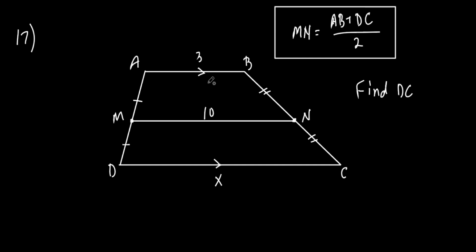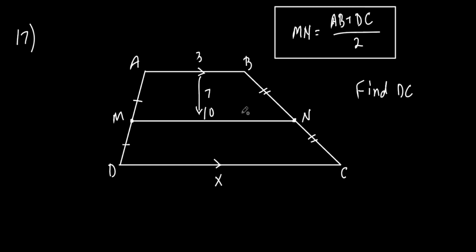Now, this won't always necessarily work. If this was a 3x plus 1 and this was a 10x plus 7 or something like that, you wouldn't be able to do what I'm going to do right now. But if they are actual regular numbers and don't have x's in them at all, you could do this. How far is it to get from 3 to 10? It's 7.